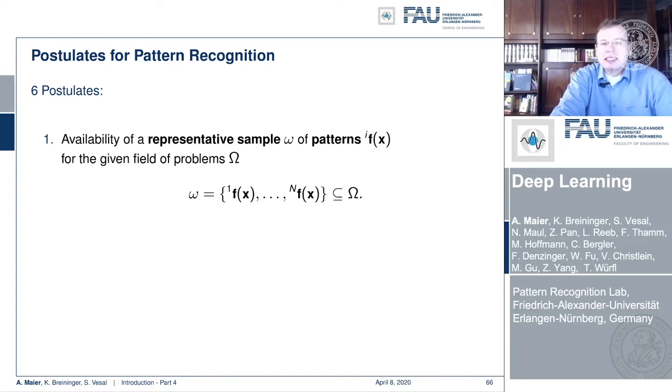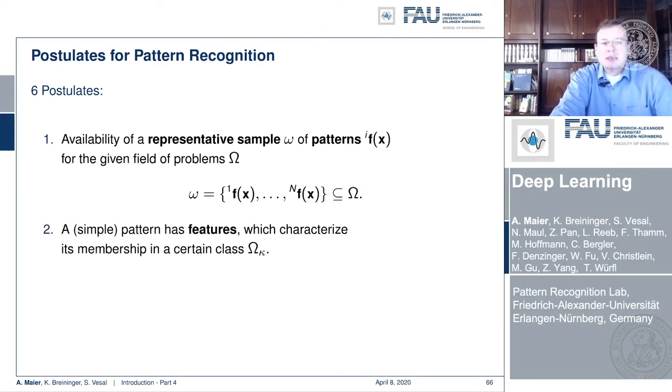So it means that if you have a new observation, it will be similar to those patterns that you already collected. The next postulate is that there is a simple pattern, and this simple pattern has features, and these features characterize the membership to a certain class. So you have to be able to process the data to derive those abstract representations, and with this representation, you can then derive the class and the classifier.